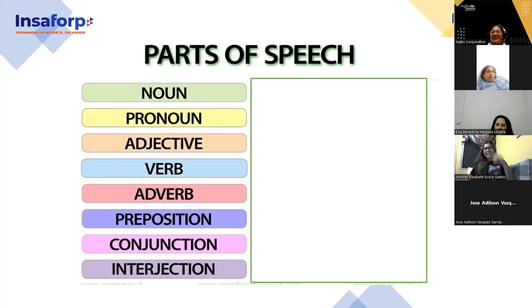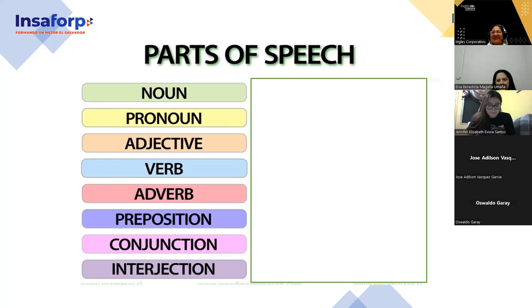Verb. Action or statement. For example, get, come, could, open, like. Okay. The other team?